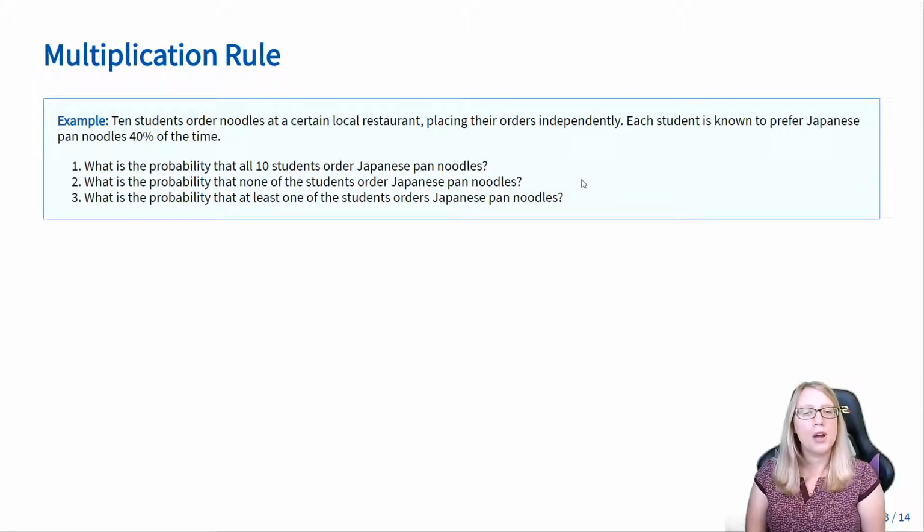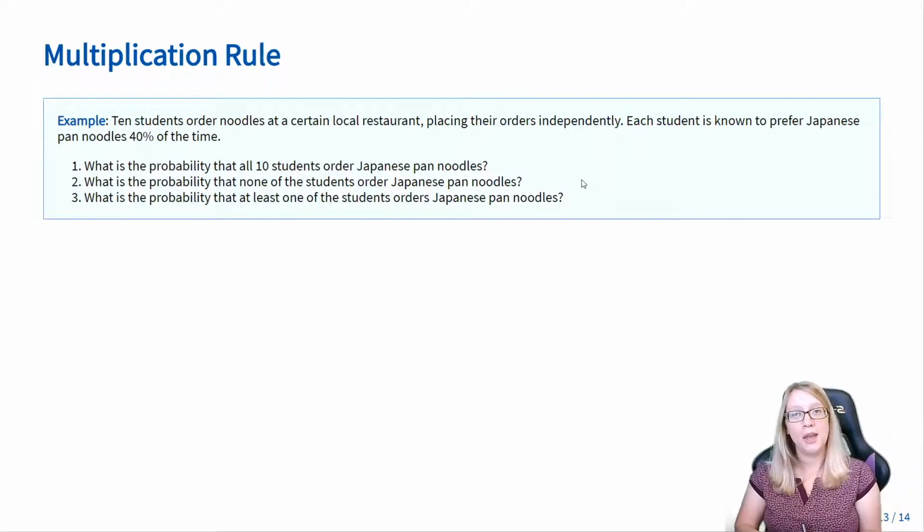Let's take a look at one more example, again combining the complement rule with the multiplication rule. So we have 10 students who are going to order noodles at a local restaurant. Each student is known to prefer Japanese pan noodles 40% of the time. Those are the most popular menu item at this restaurant. We'd like to know the probability that all 10 students order the Japanese noodles, that none order the Japanese noodles, and that at least one orders it.